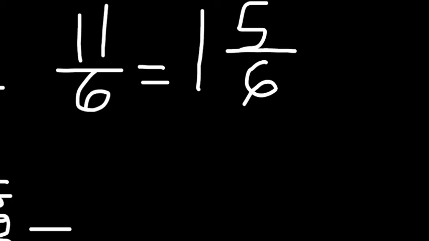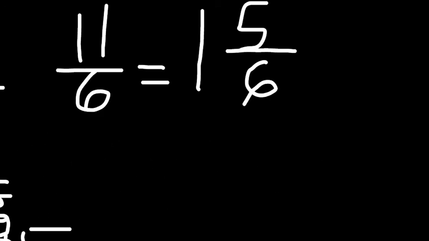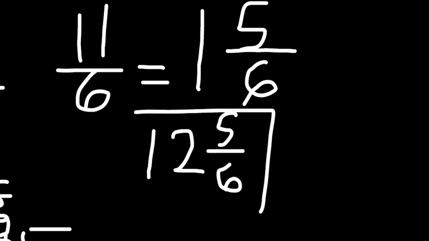Okay, now going back to your very first operation, we needed to add, remember when we said we're going to add the whole numbers first? So it's 3 plus 5 plus 3, and that equals 11. Now when you add your whole numbers, you get 11, but remember you had an extra 1, that makes it a 12. Okay, so your final answer is going to be 12 and 5/6. Okay, and that's your final answer.